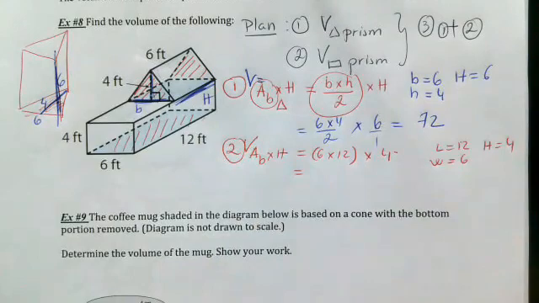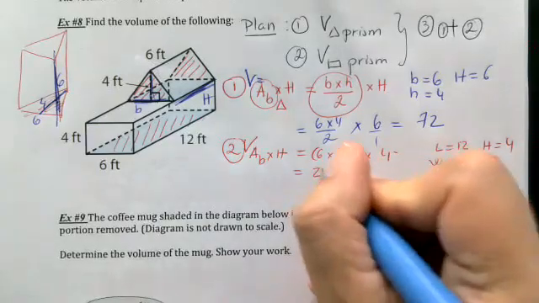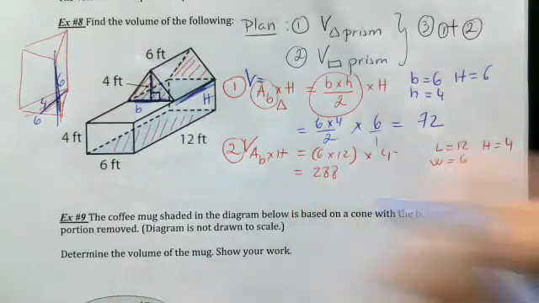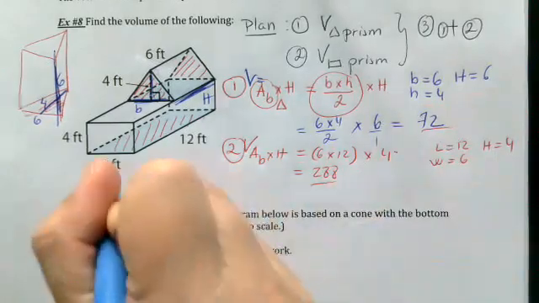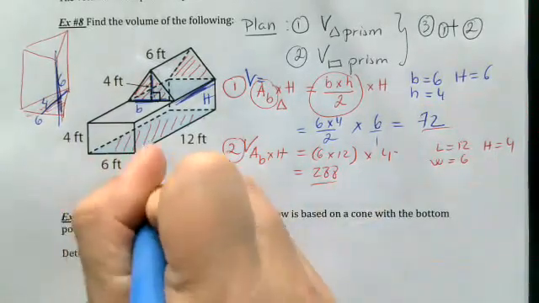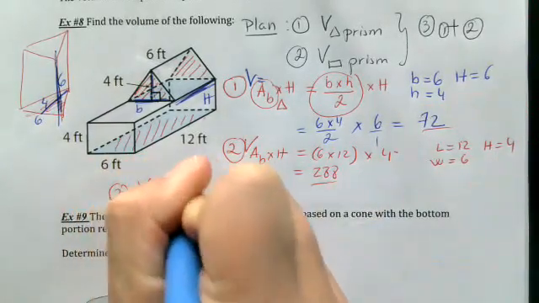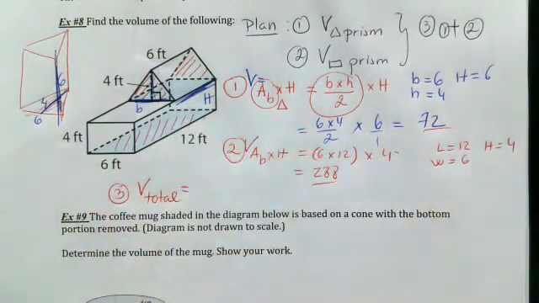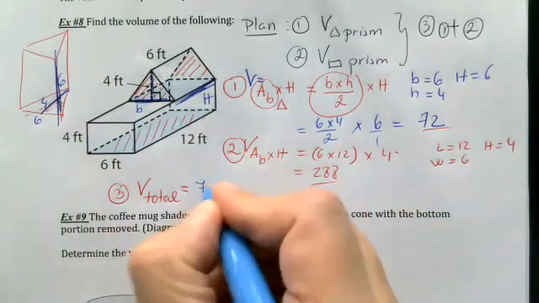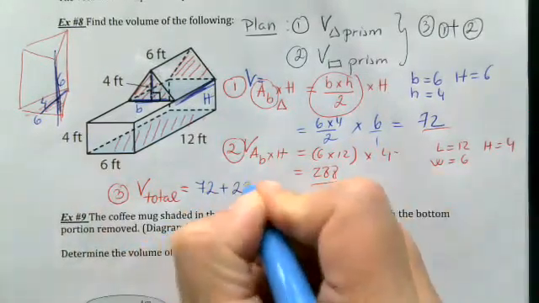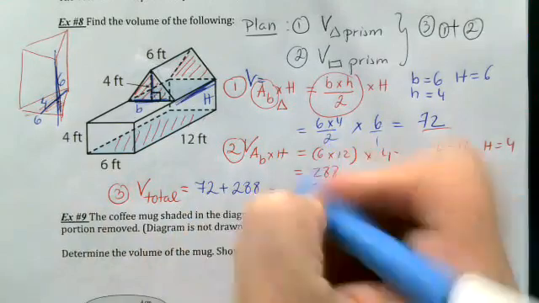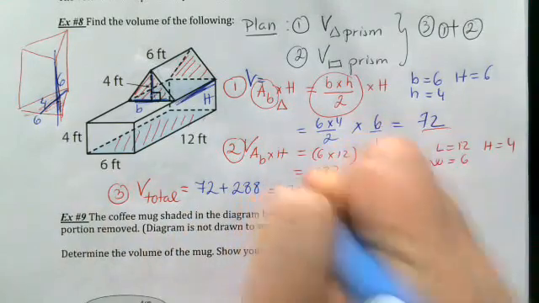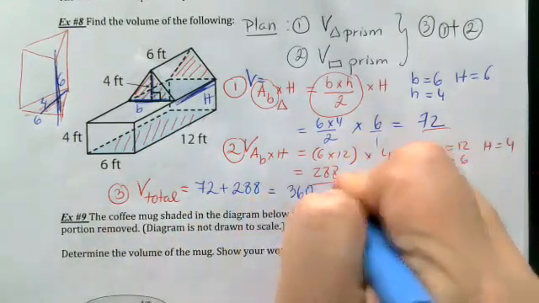72 times 4, which is 288, right? Total volume: 72 plus 288, 360 cubic feet.